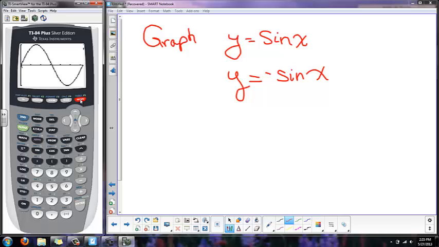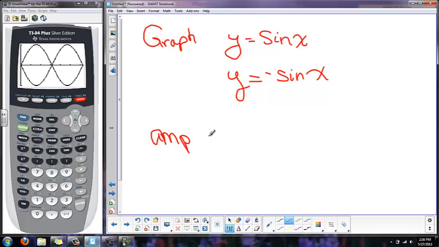So that's just sine of x, and then this is negative sine of x. So what can we take a look at? What is the same and what's different? Well, for both of these, they actually have the same amplitude. The amplitude stays the same. And you can see that because amplitude just tells us how high and how low they go. Well, sine of x has a maximum of 1 and a minimum of negative 1. Negative sine of x also has a maximum of 1 and a minimum of negative 1.